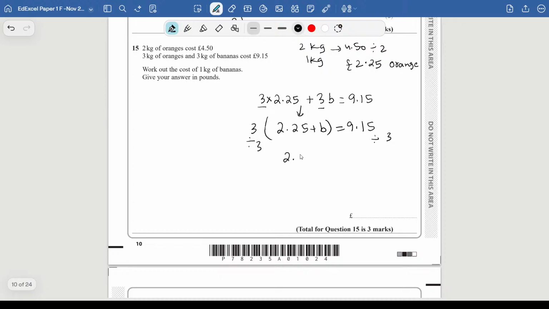So this is 2.25 plus b is 9.15 divided by 3. 3 goes into 9 3 times. There is a decimal, and 3 goes into 15 5 times, so you need to put a 0 and a 5 here. And to have the value of b, you take away 2.25 on both sides.